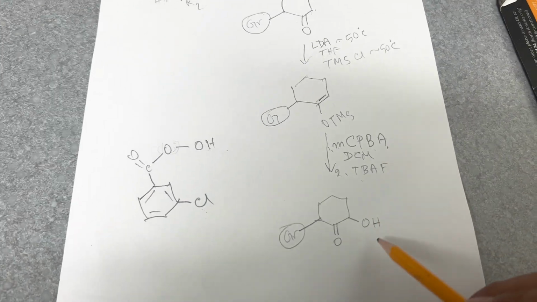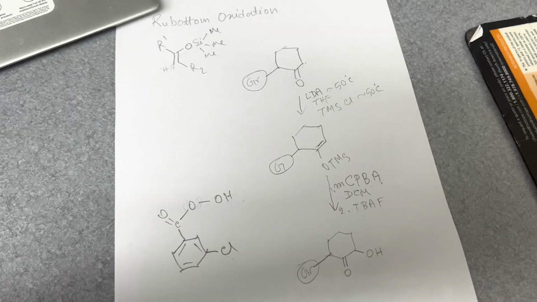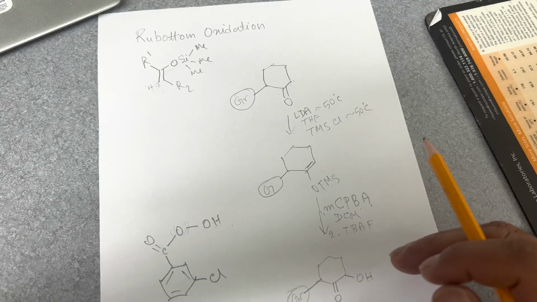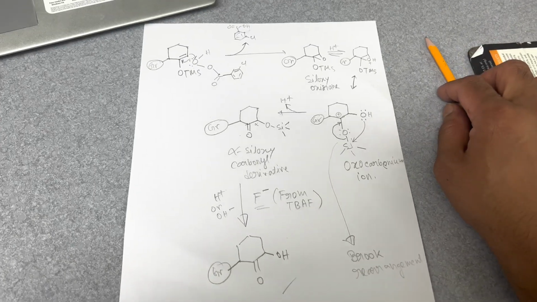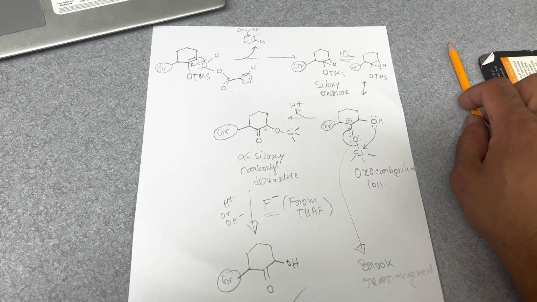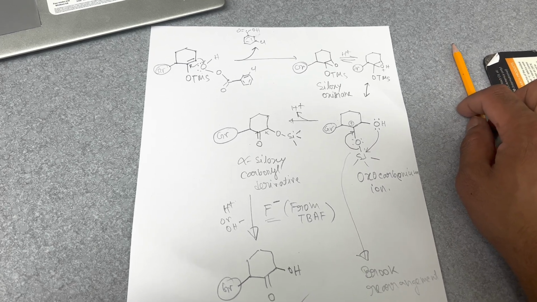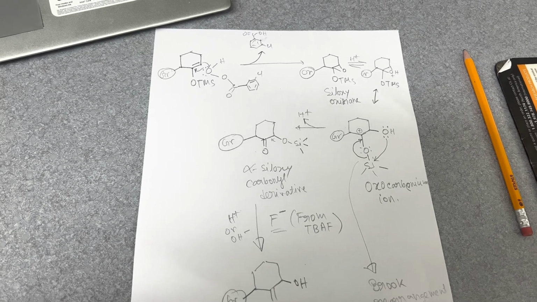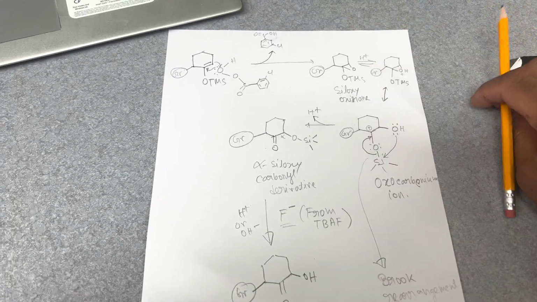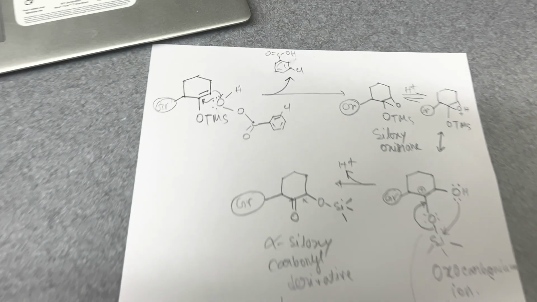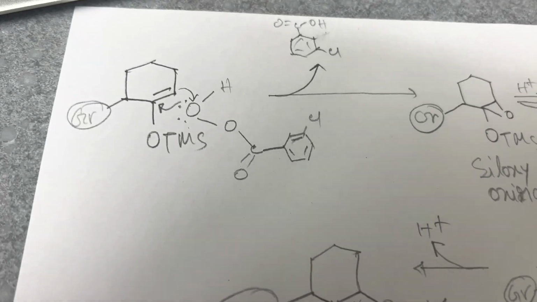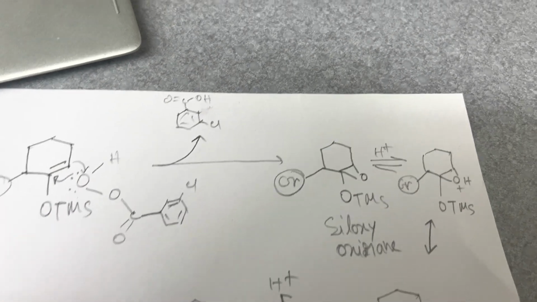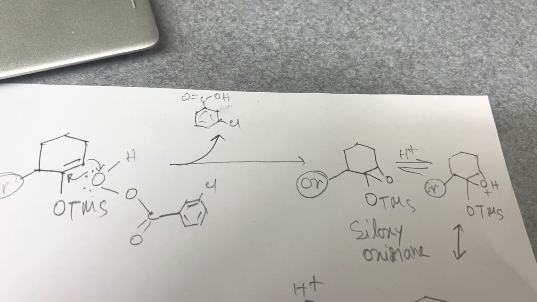So how is it happening? What is the mechanism of the Rubottom oxidation? I'm going to show you. Here I have written the total mechanism of the Rubottom oxidation, and it is very interesting. First, the TMS enol ether reacts with metachloroperbenzoic acid, or mCPBA, and it will give you a byproduct, metachlorobenzoic acid, that is not required for us.